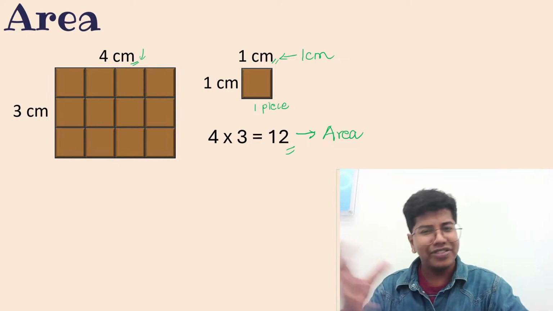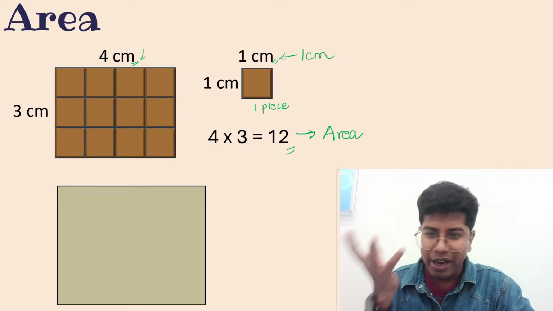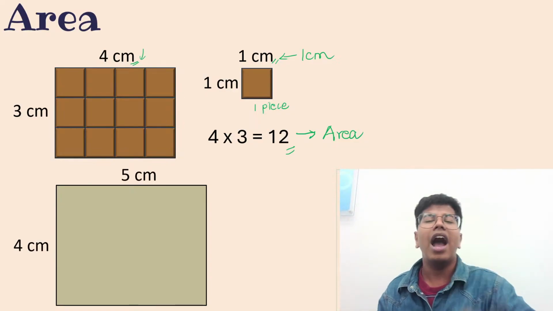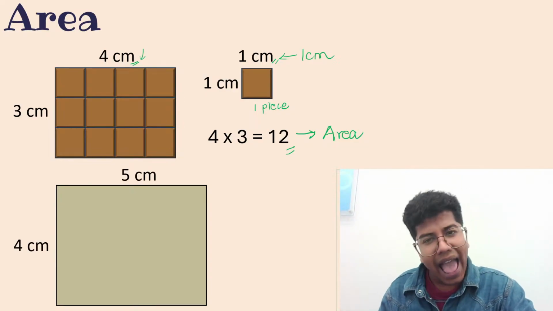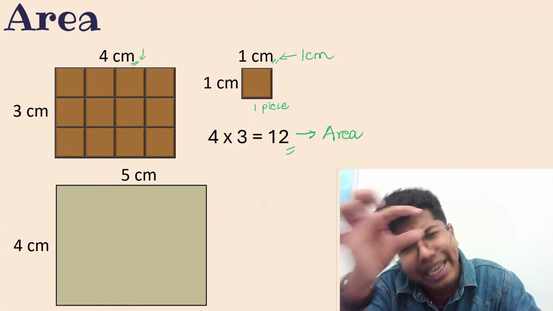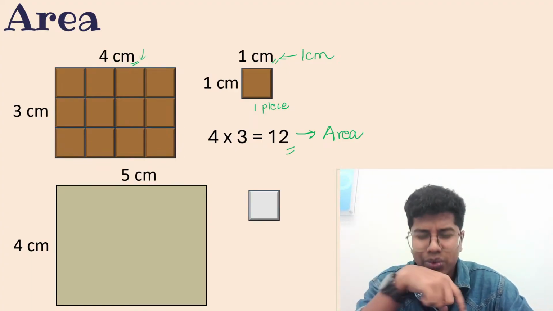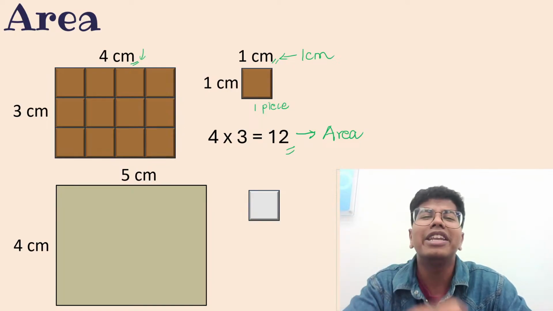So with this, let's try to see another example where we have a floor of 5 centimeter and 4 centimeter. And I have to fill small tiles of 1 centimeter square. See, there's a square of 1 centimeter. So how many can we fill?